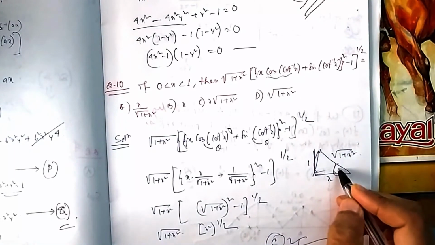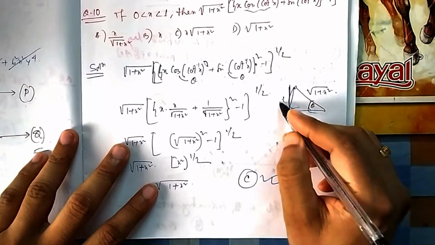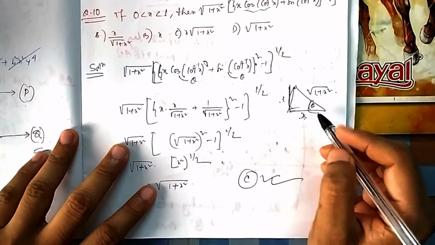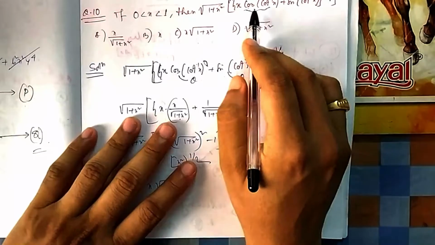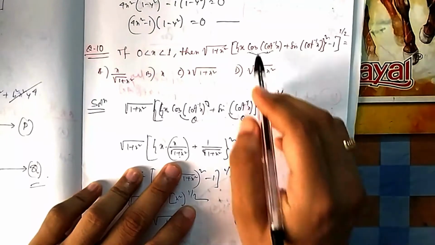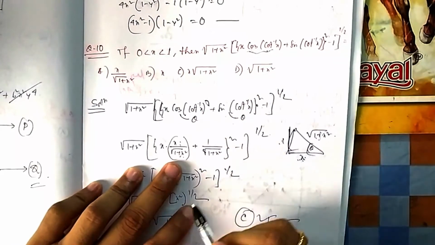So I have done it here. Cot is x by base by hypotenuse. So this is this one. If you change this to cos, it will be x by this. So it will be x by under root 1 plus x square. So it will be cos inverse x by this one. So cos inverse will get cancelled out. So you will get this one.